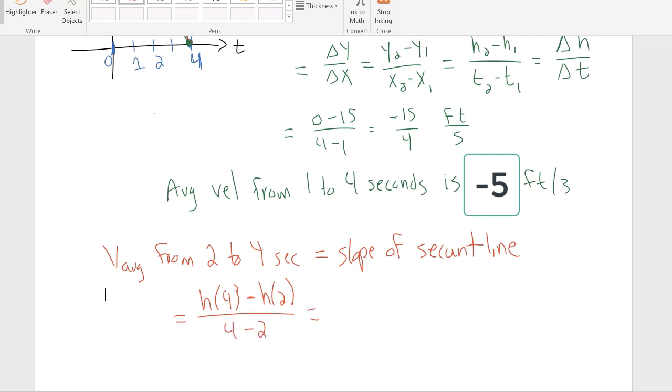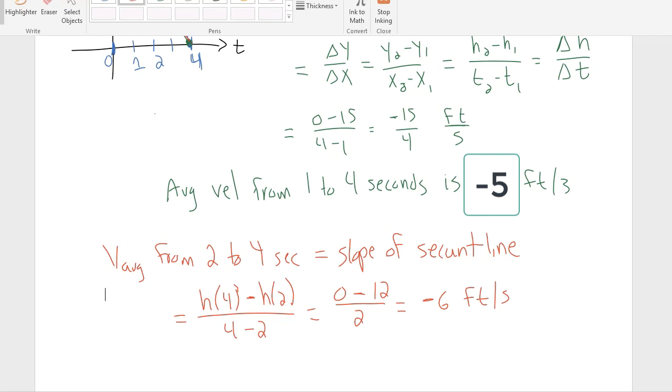So when I plug 4 into my equation, again, I'm going to be getting 0. And when I plug 2 into my equation, I'm going to have 16 minus 2 squared. So 16 minus 4 is 12. And then 4 minus 2 is 2. And in this case, 12 over 2 is 6. So we're getting negative 6 feet per second. So the average speed, average velocity from 2 to 4 seconds is negative 6 feet per second.